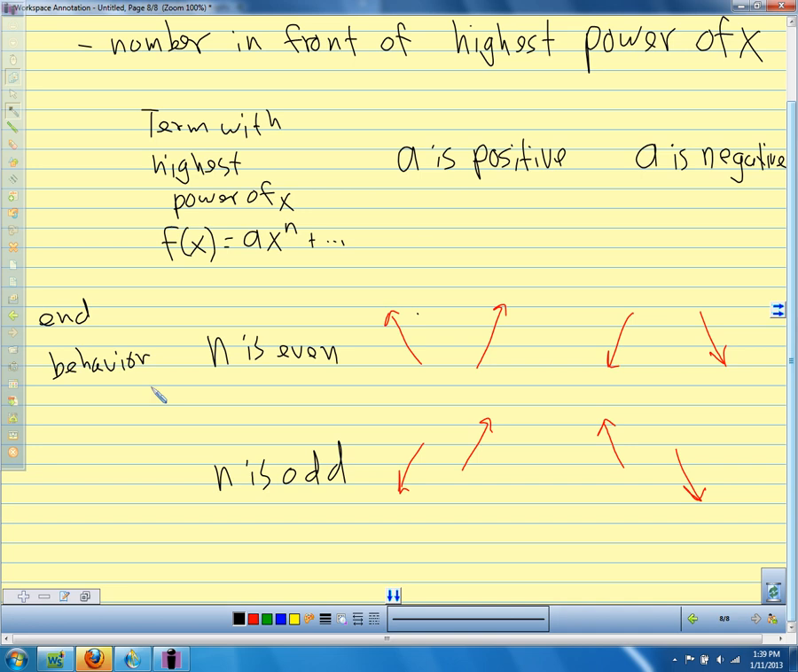What happens when x gets really big? What happens when x gets really small? Polynomials are nice because their end behavior always follows this pattern. If our highest power on x is even, and the leading coefficient is positive, it eventually goes up on both sides. If the leading coefficient is negative, it eventually goes down on both sides. If n is odd, if a is positive, it goes down on the left, up on the right. If a is negative, it goes up on the left, down on the right. And this is for any polynomial.